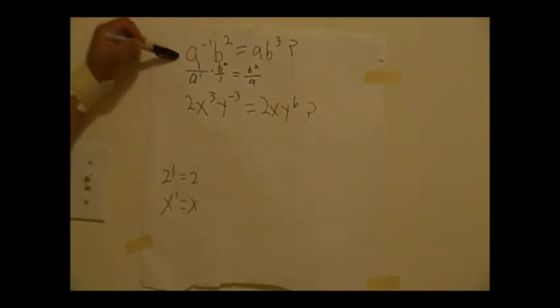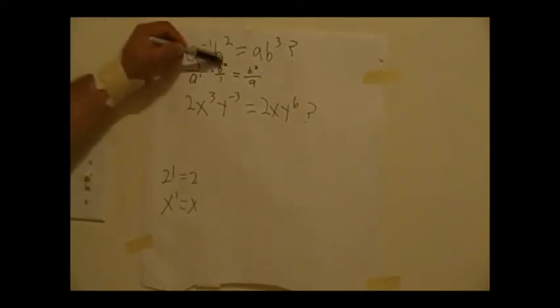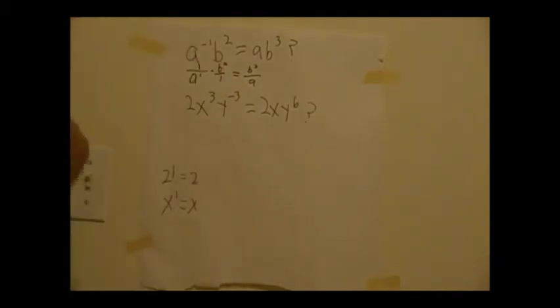So you really can't combine these two things. Always check for the base. Make sure they're the same. If you have a and then b, you can't combine these two. But if you have a and a, then yes, you can combine these, right? You're multiplying two exponents of the same base. So be careful of that.